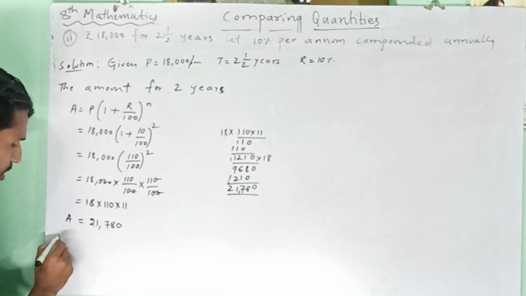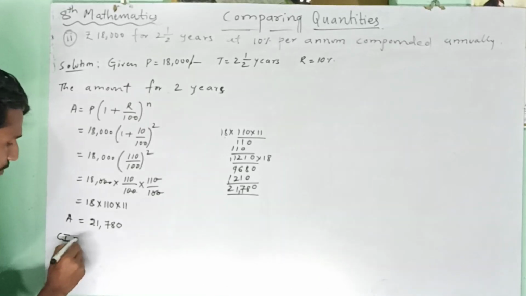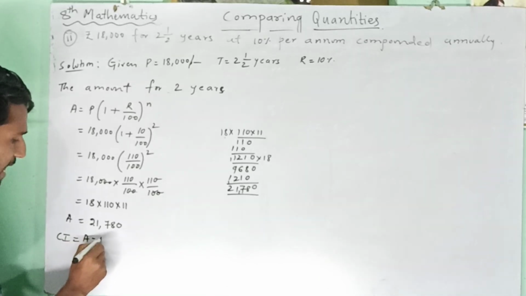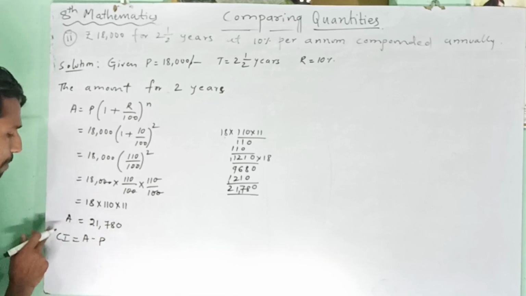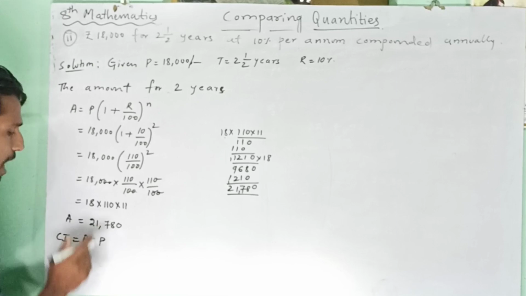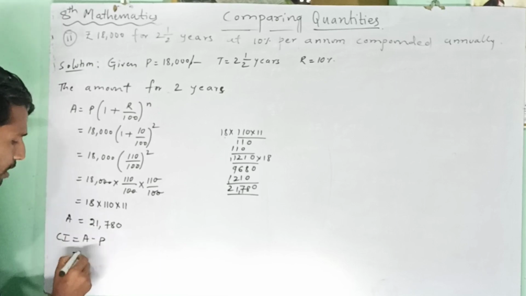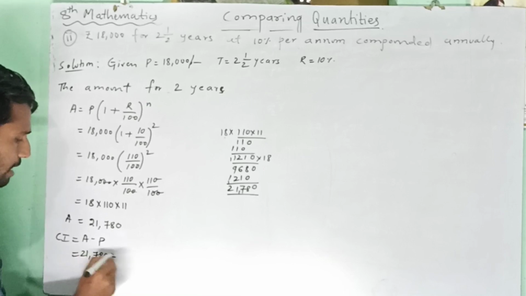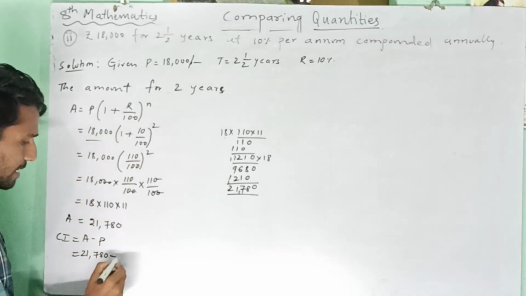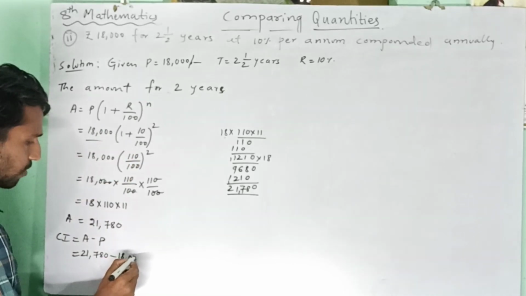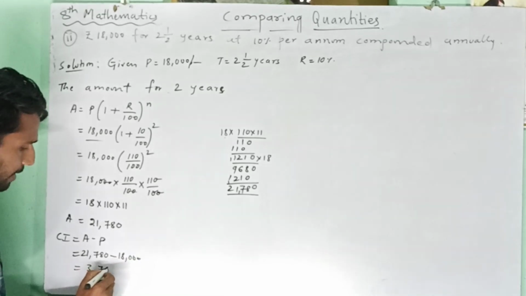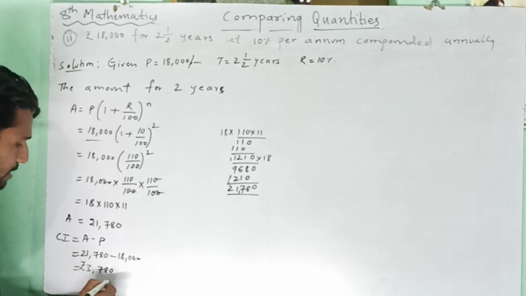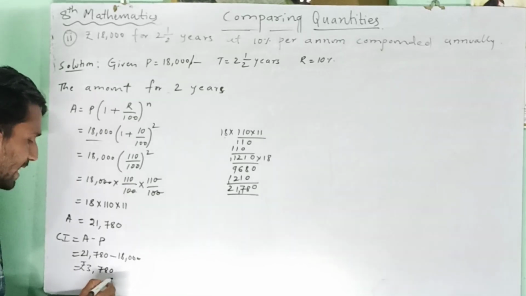Now we have to find out here compound interest is equal to amount minus principal. We have to do here subtraction from the amount. Principal we have to do subtraction here. Now principal, that is 21,780 minus principal, that is 18,000. Okay, when you do the subtraction you will get here 3,780. This is the compound interest.